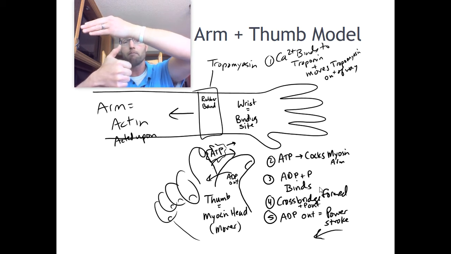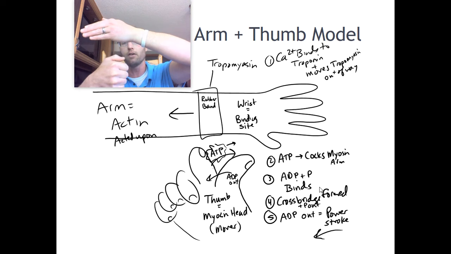Now, key thing, nothing's going to happen unless I have ATP. ATP comes down and binds to my thumb, the motor head, and causes it to go into its power stroke. It's cocking it back and loading it with potential energy. That converts ATP into ADP and Pi. They are now, of course, stuck to that thing.